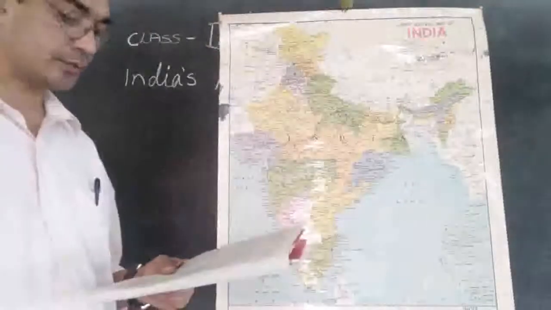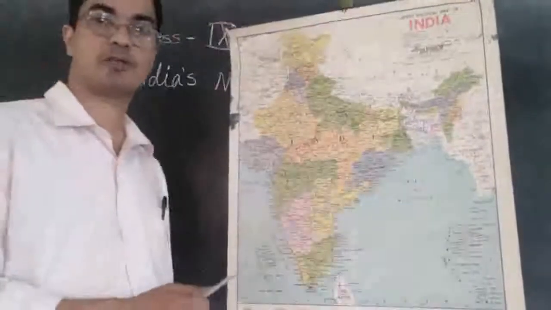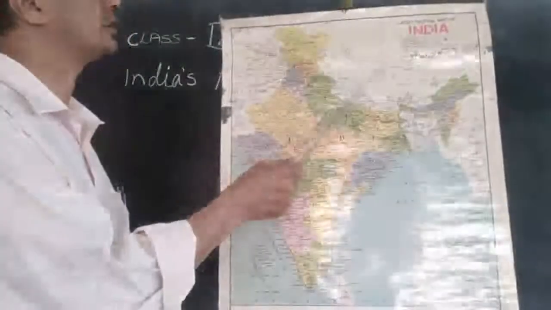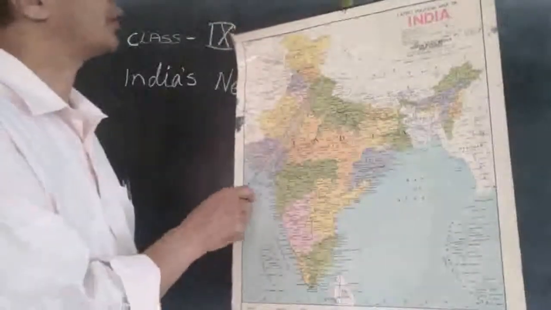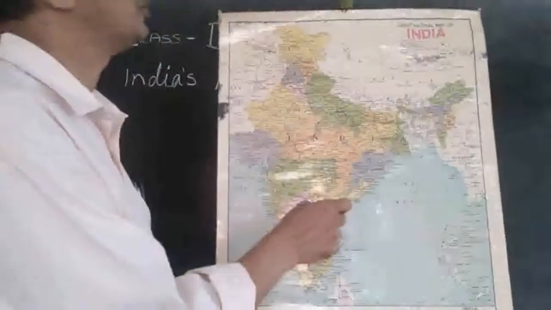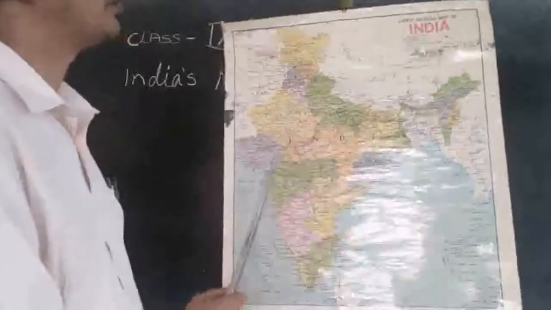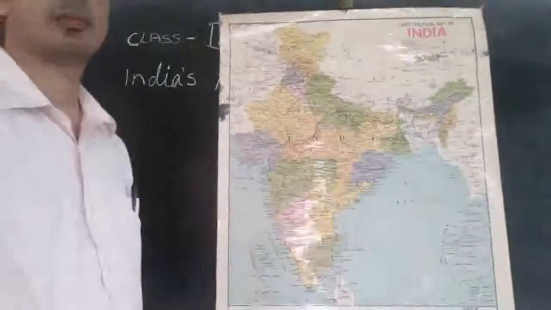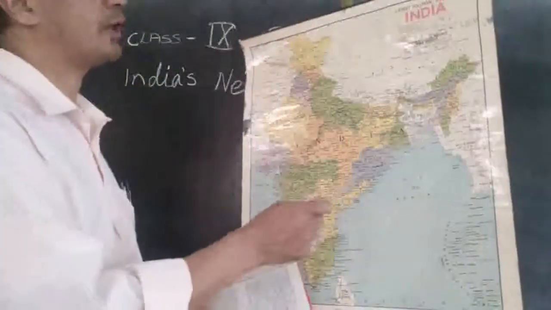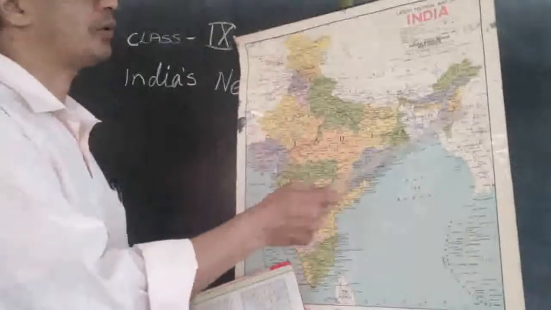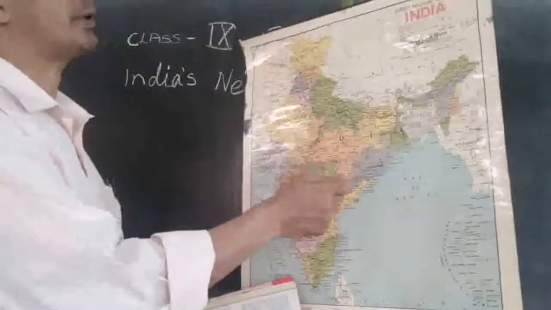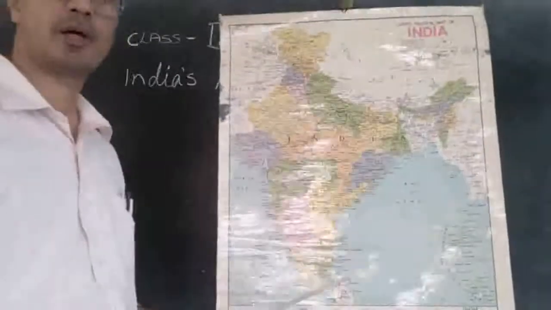Then China. Which are the states sharing border with China? You can see Kashmir is sharing with Pakistan and with China. Then Uttar Pradesh also has got border with China. Then Arunachal Pradesh and Sikkim are also sharing border with China. Then Myanmar. Which are the states sharing border with Myanmar? We can say Manipur, Mizoram, Tripura, Nagaland and Arunachal Pradesh. They are bordering with Myanmar.